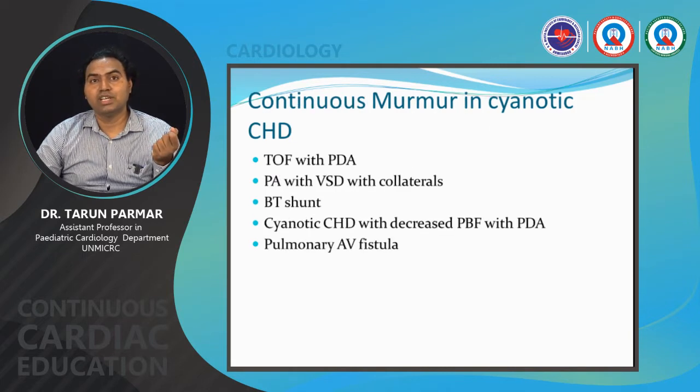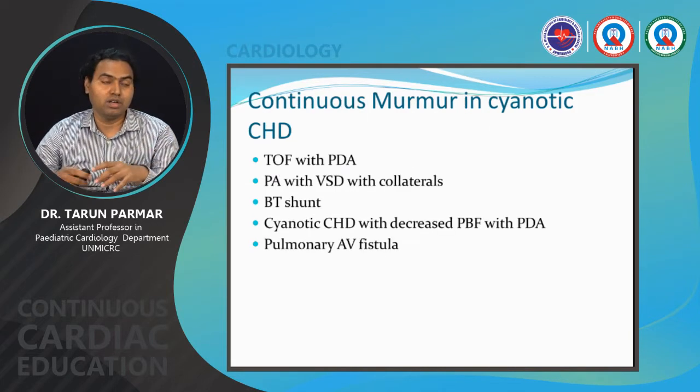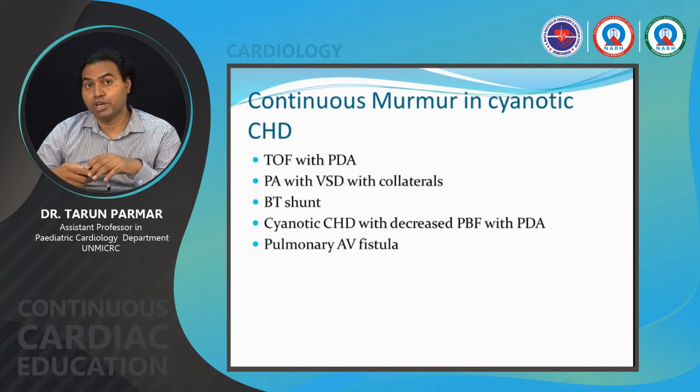Continuous murmur in cyanotic CHD, most commonly you can appreciate it due to PDA, like TOF with PDA, or pulmonary atresia with VSD with collaterals. You can listen to the continuous murmur on the back in this situation, and also due to a previous BT shunt surgery.